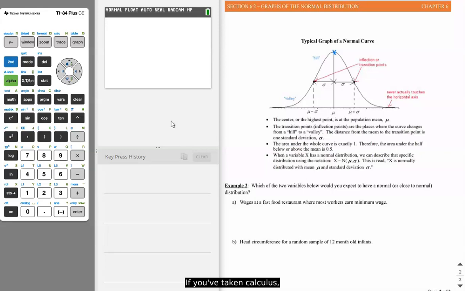So if you've taken calculus, you've heard of inflection points. Statistics actually has to do a lot with calculus. We don't really talk about the calculus portion because that's not one of our requirements, but there is some calculus involved with statistics. So we call these inflection points, and it's just how the curve sort of changes.